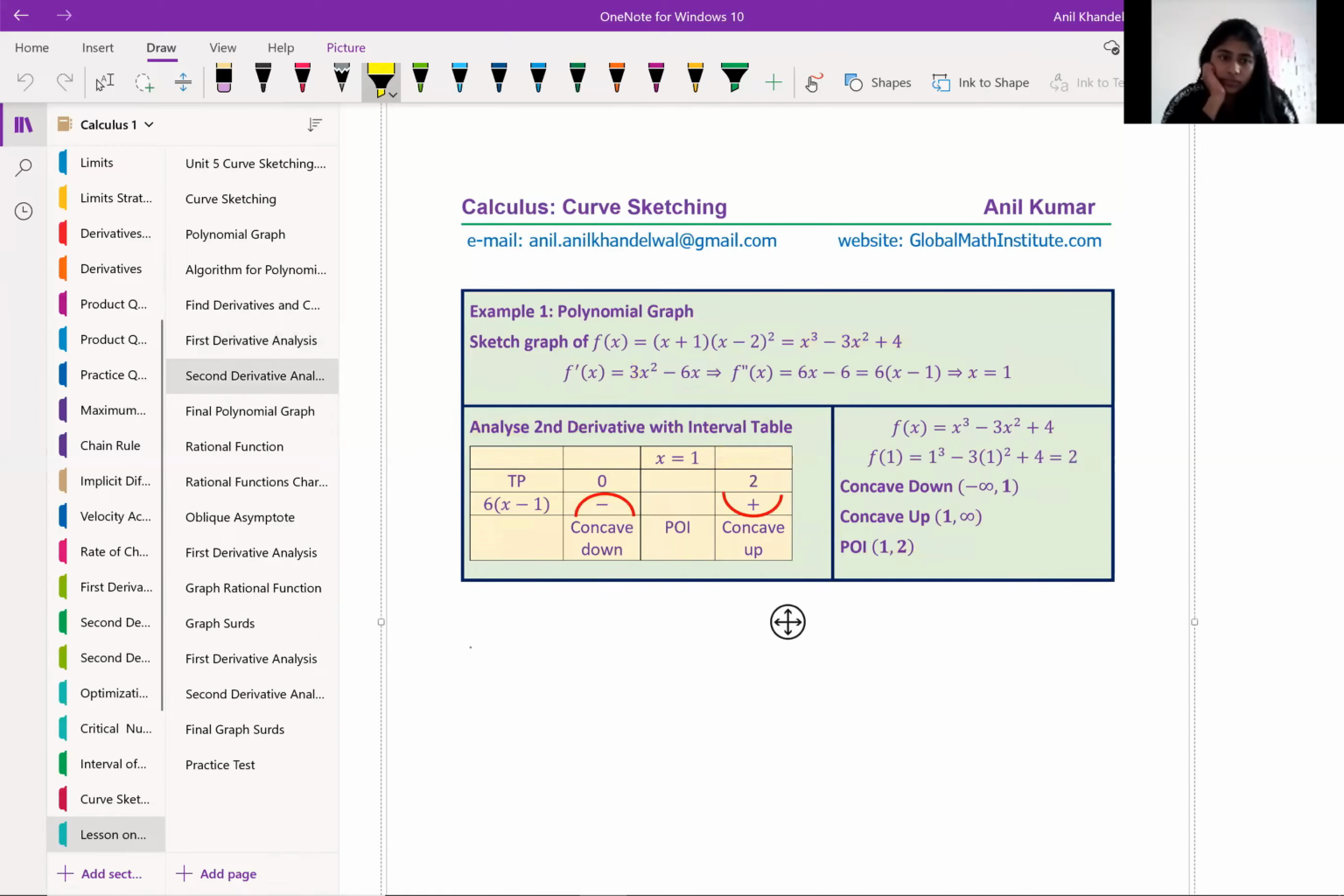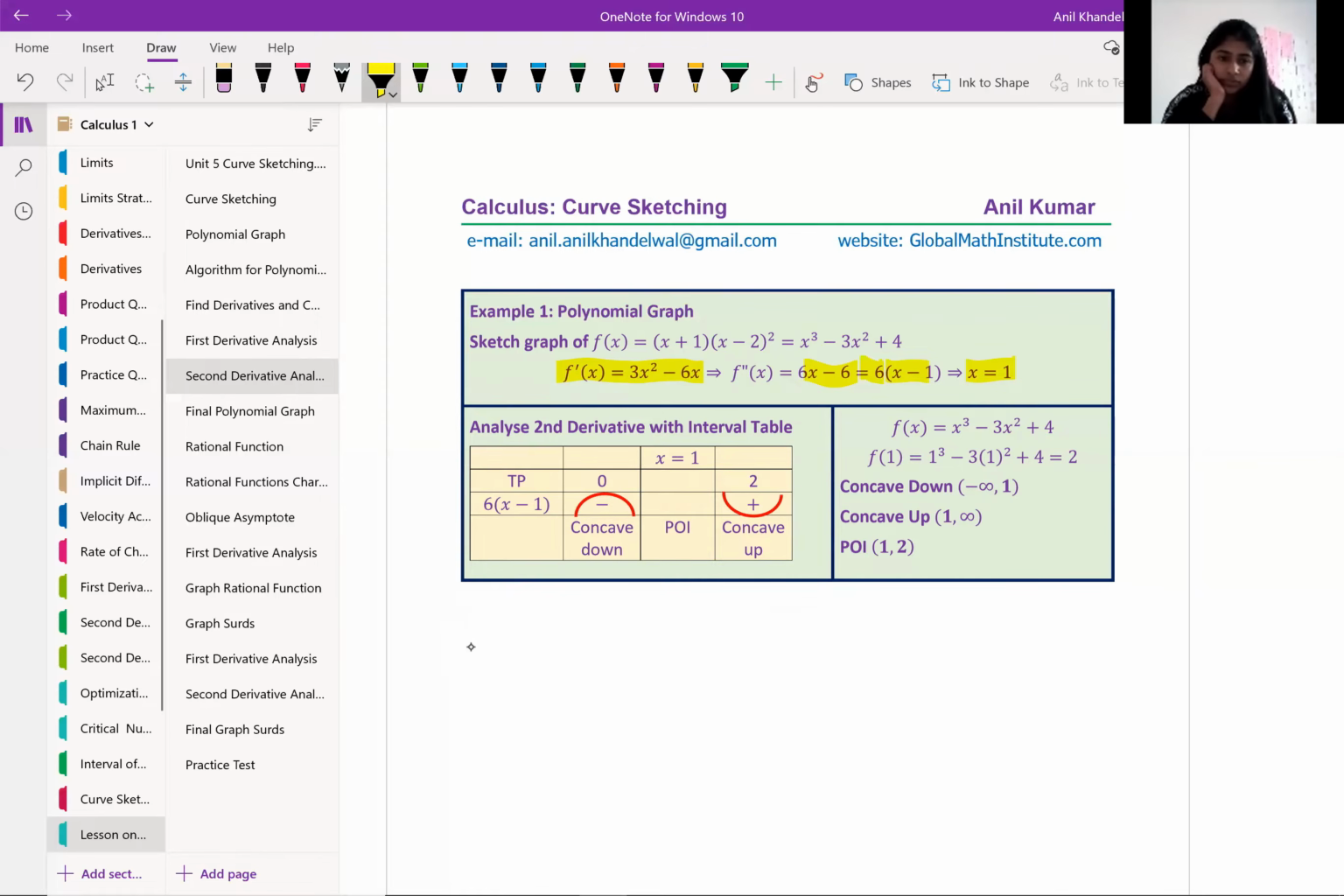Now it's the turn to analyze the second derivative. So let's find the second derivative. Definitely, we're going to use the expression for the first derivative, which is 3x squared minus 6x. So when you do the second derivative, you get 6x minus 6. You can factor out 6 and get x minus 1. The only critical number here is at x equals 1. So once again, we are going to analyze the second derivative using the interval table.